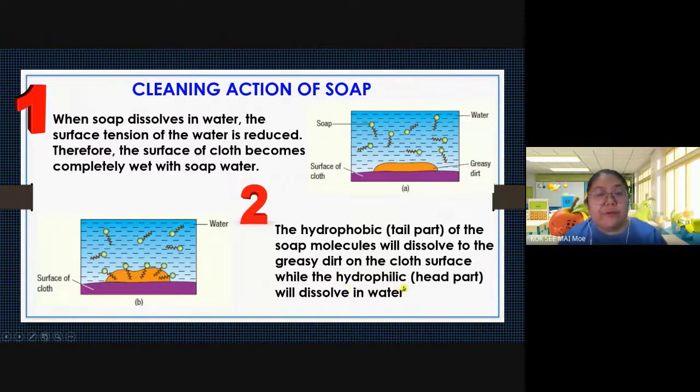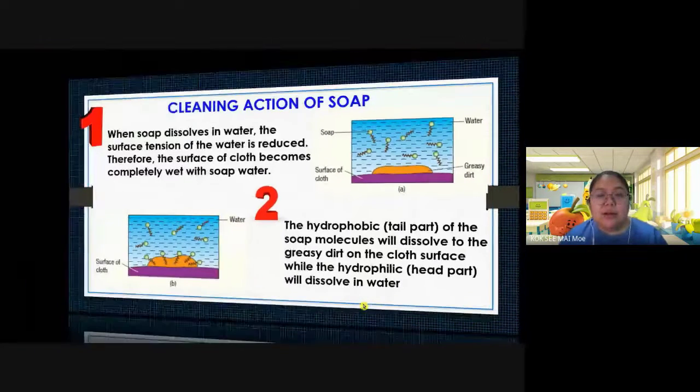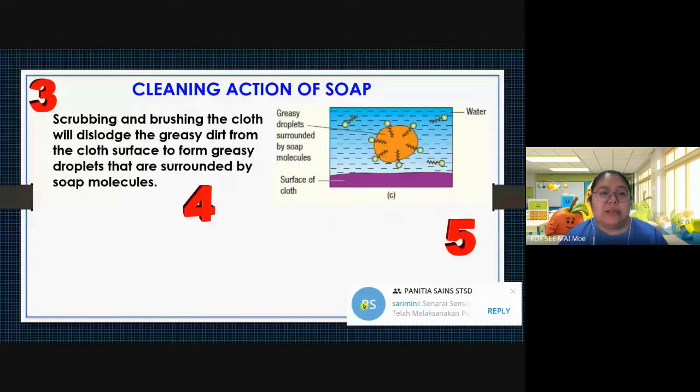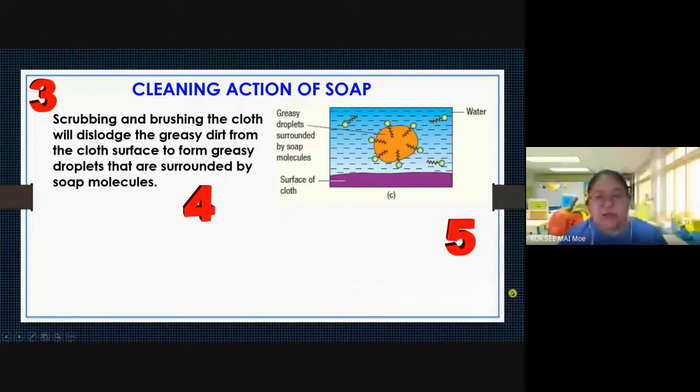While the hydrophilic, that means the head part, they only dissolve into the water. So this one is how they go to separate two-part functions. Okay, step number 1 is scrubbing and brushing. So if you never do anything, actually they cannot come out.